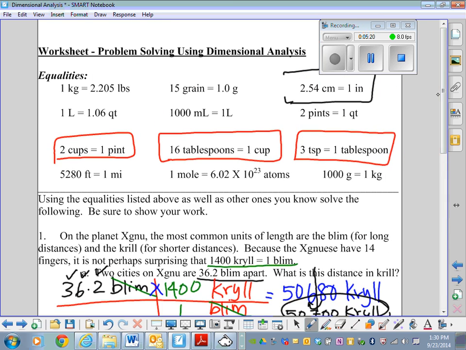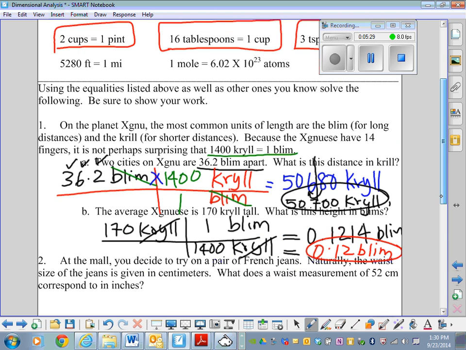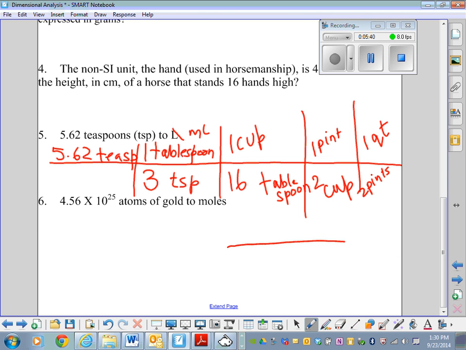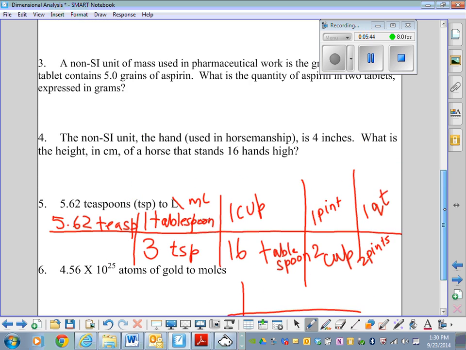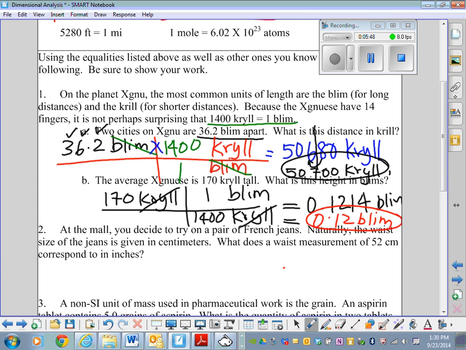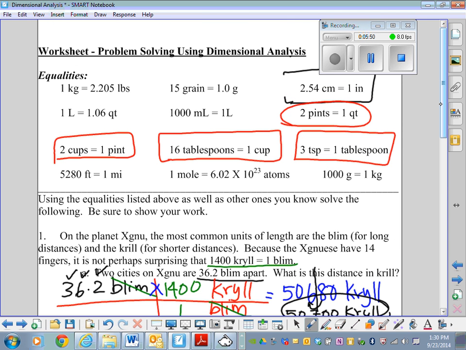Do I have a relationship for pint? Where is it? I have 2 pints is 1 quart. Is that right? So I'm going to say 2 pints is 1 quart. My track is not yet complete. Is that right? I'm going to extend the page and I'm going to continue here. And what do I bring down? Quart. And let's see what's the relationship I have for quart.